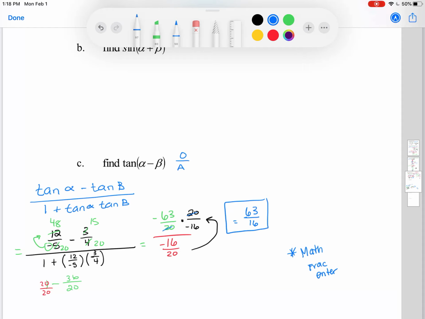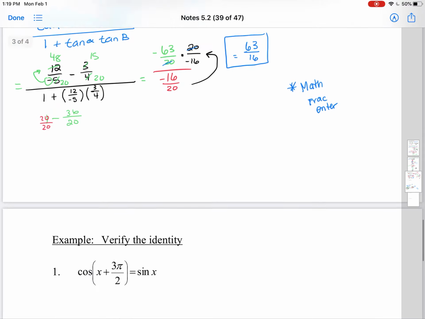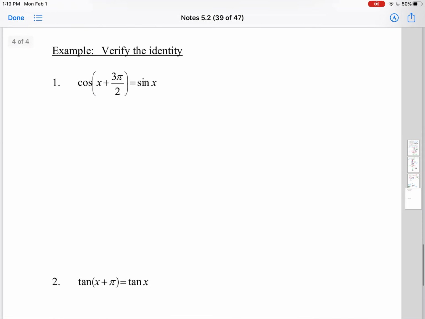Okay. Divided by 16 times 20. And we'll try that. Okay.